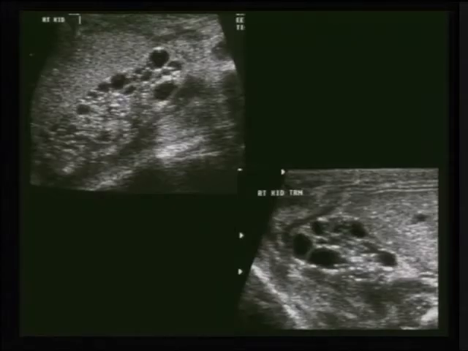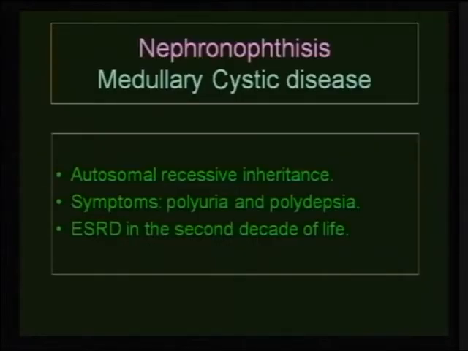Another example of a glomerular cystic disease. This is the interesting entity, nephronophthisis, medullary cystic disease. It is autosomal recessive, associated with polyuria and polydipsia, and they go into end-stage renal disease in the second decade. This diagnosis is missed by a lot of radiologists.